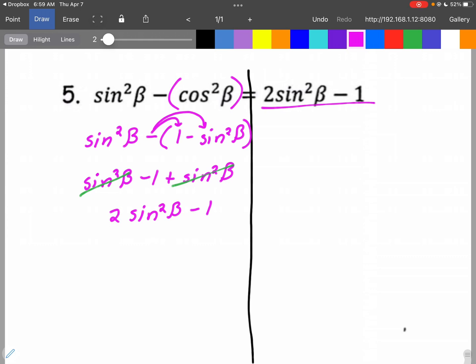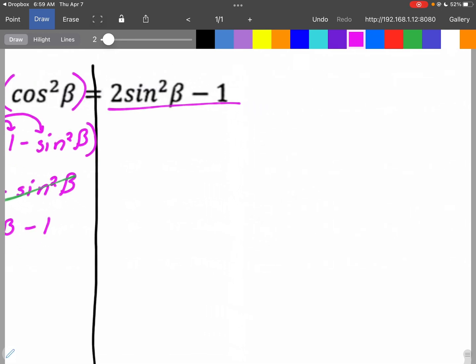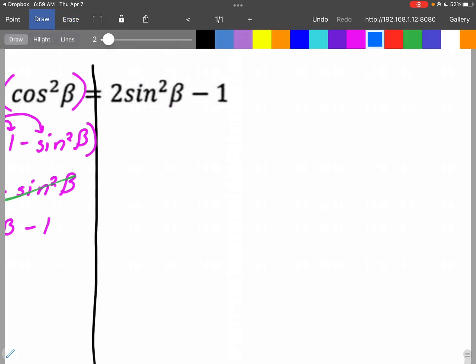Now you could do the other side by doing something very similar. That side would be a little bit more complicated because you would have to break up the 2 sine squared beta. That's not something that most of us are going to think to do, but it can be done. So if I took the other side and I wanted to simplify it, I could say, okay, I have 2 sine squared beta, so I know that that's the same thing as a sine squared beta plus another sine squared beta. Then I have my -1.